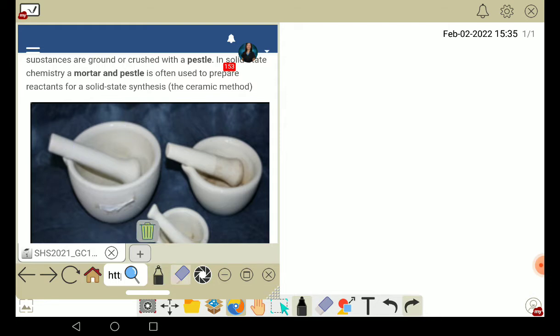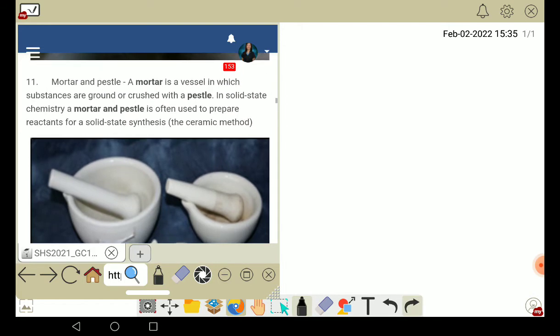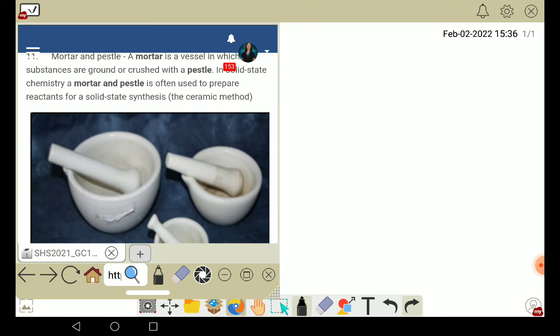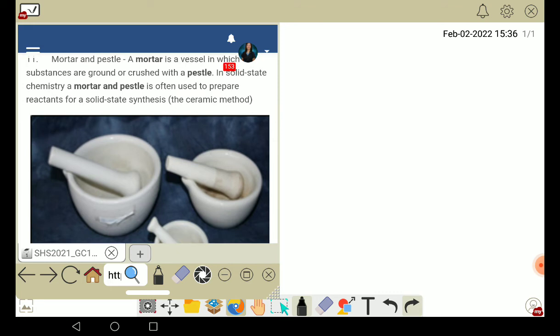Okay, so it is often used to prepare reactants for a solid state synthesis. For example, a certain rock or a certain chemical or a certain substance needs to be ground or crushed. We are using mortar and pestles to do the job for that.